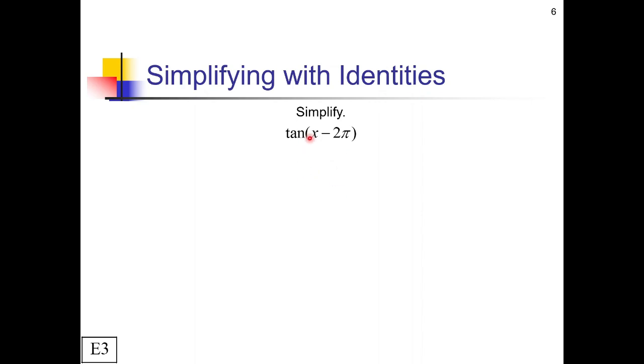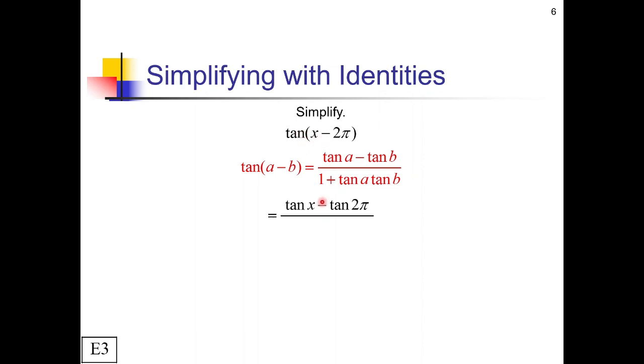All right, so we have a tan of a difference. That's going to be tan of a minus tan of b over 1 plus tan of a tan of b. So plug in all that in. We've got tan of x minus tan of 2 pi over 1 plus tan of x times tan of 2 pi.